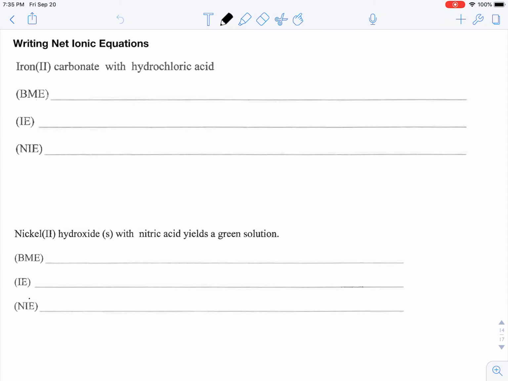Writing net ionic equations. The first step for writing net ionic equations is to write the complete molecular equation, the states of matter, and balance.